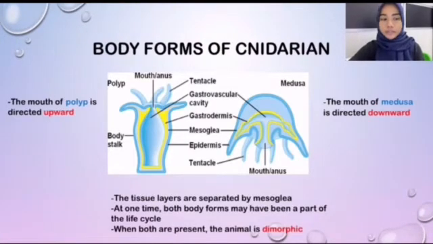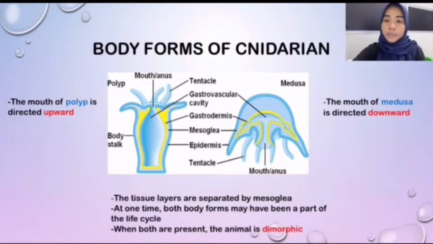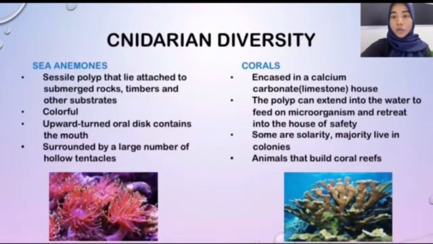The body forms of cnidarians. The mouth of polyp is directed upward, as we can see in the diagram, while the mouth of medusa, or the jellyfish, is directed downward. The tissue layers are separated by mesoglea, and tentacles are concentrated on the margin of the bell. At one time, both body forms may have been a part of the life cycle. When both are present, the animal is dimorphic. Cnidarians also have their own diversity.